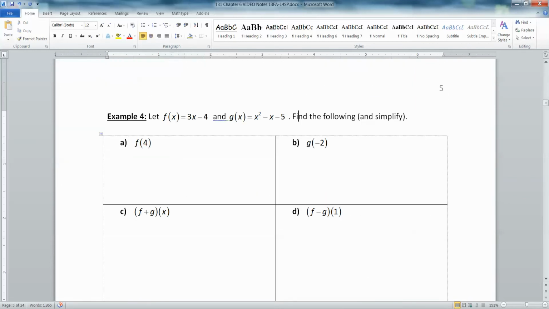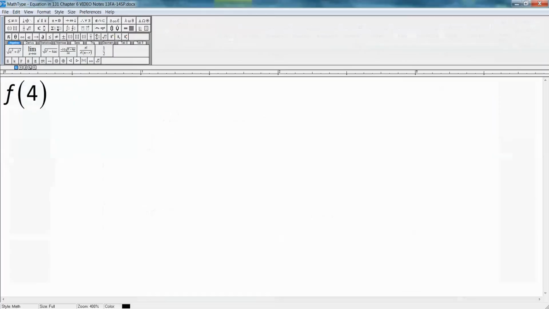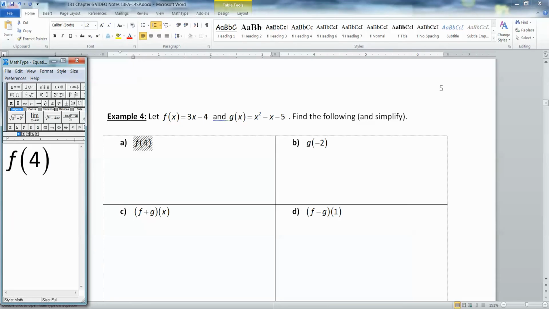Now we're going to simplify. So we have two functions here. We have f of x, which is equal to 3x minus 4, and g of x, which is equal to x squared minus x minus 5. We're going to find and simplify the following. So first thing we're going to do is f of 4. So let me bring that down here. So I'm going to take the f function, and I'm going to put 4 into it.